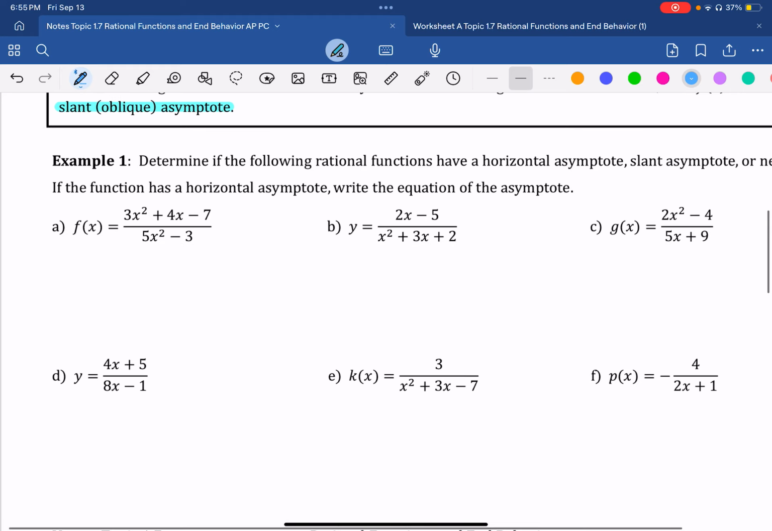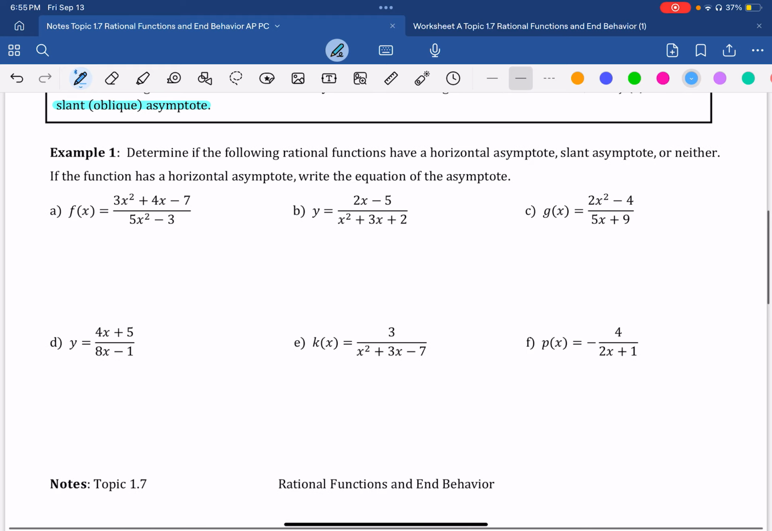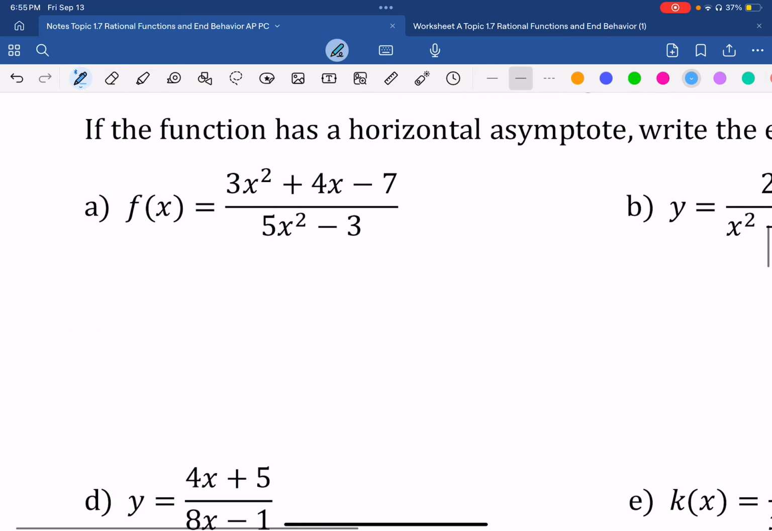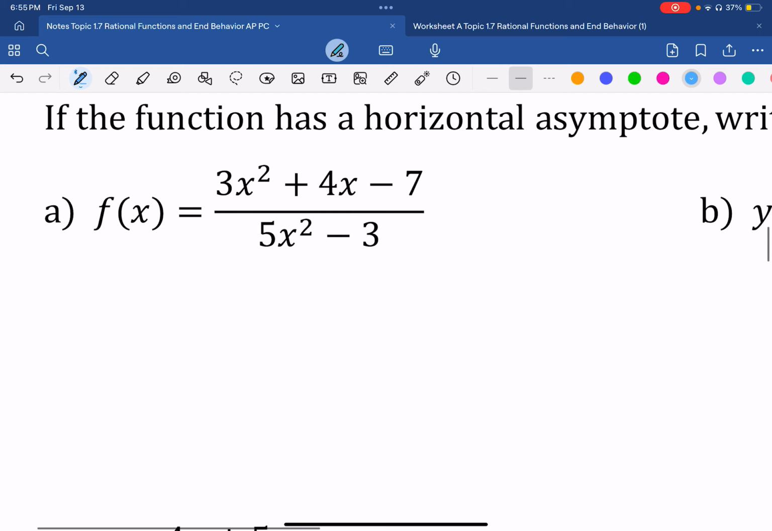Example 1, we're going to determine if the following rational functions have a horizontal asymptote, a slant asymptote, or neither. And if it does have a horizontal asymptote, we're going to write the equation of the asymptote. For letter A, we are trying to figure out what the leading term is. The leading term is the one with the highest exponent.